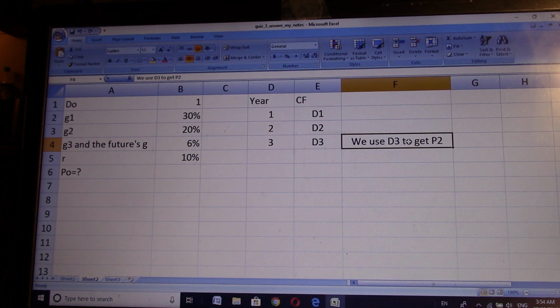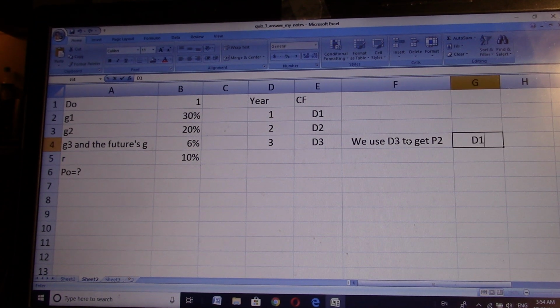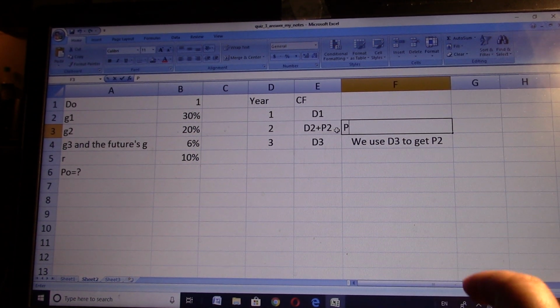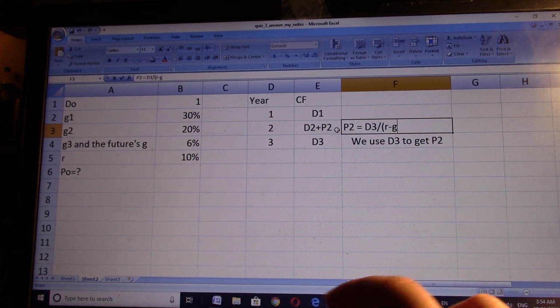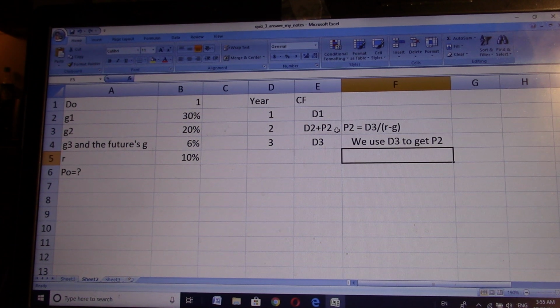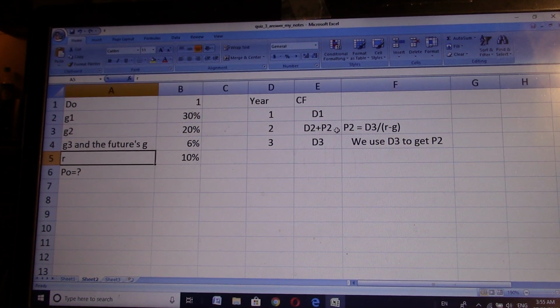So this is just like our dividend growth model's D1 here. That's why we use D3 to get P2. So the cash flows we need for this question are D2 and P2. And to get P2, based on the dividend growth model, it should be D3 over R minus G. Once we have this, the question is asking how much is P0 here.